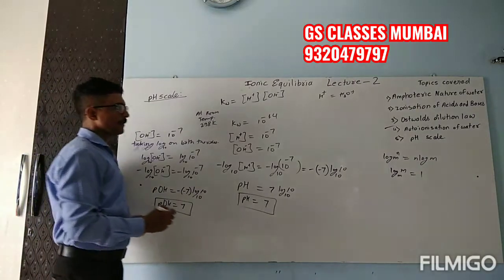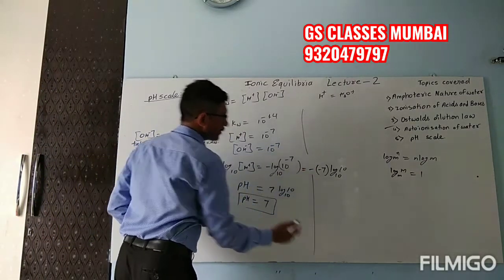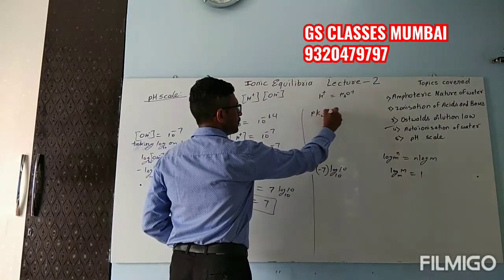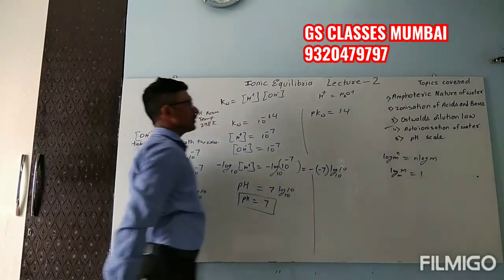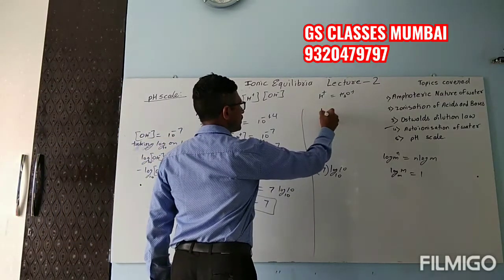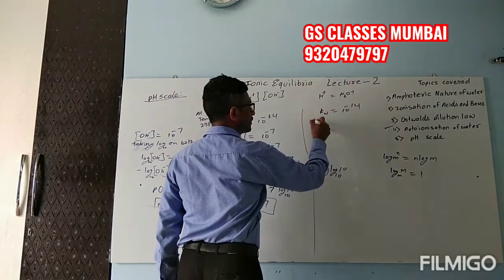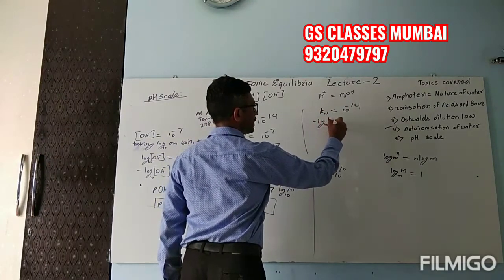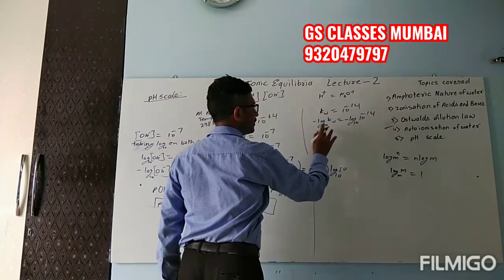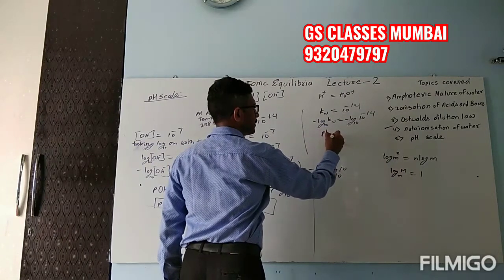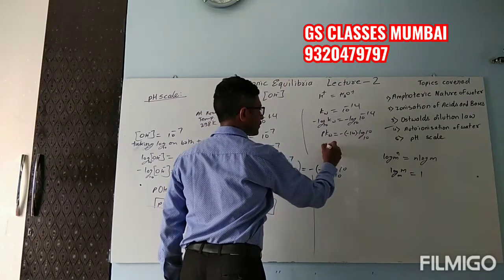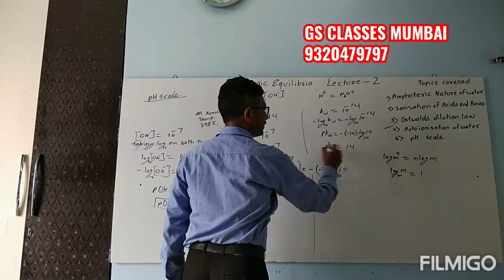Now children, on the same line, Kw also can be written as pKw, and this value is what? 14. How? Let us see. Kw is 10 to the power minus 14. Negative log to the base 10 of Kw is going to be negative log to the base 10 of 10 to the power minus 14. This is now going to become pKw. This is minus of 14 into log 10 to the base 10. pKw is going to be 14.